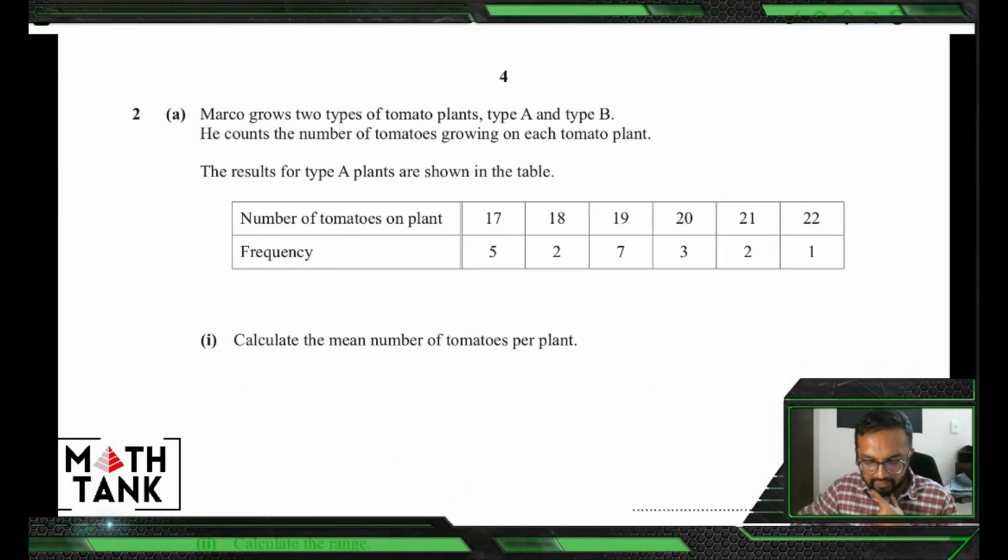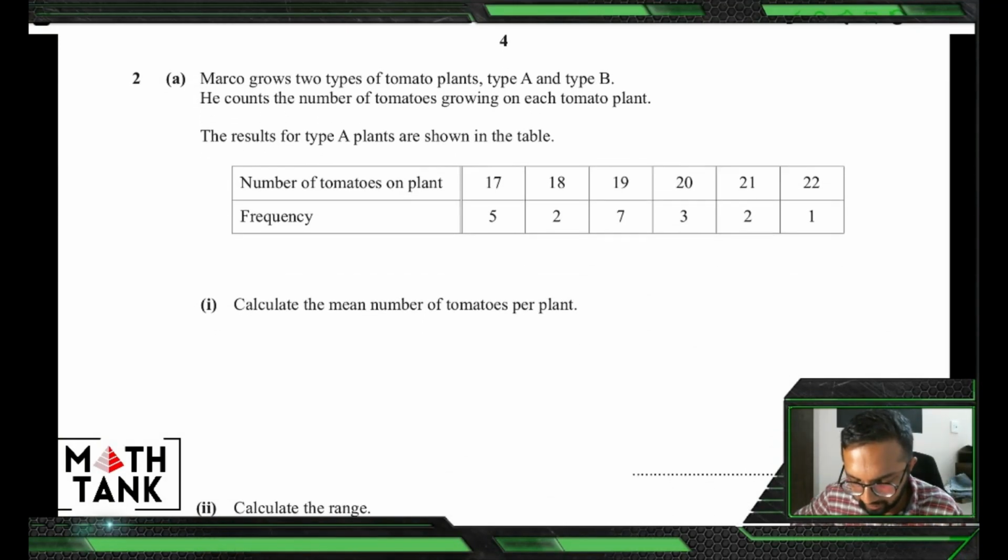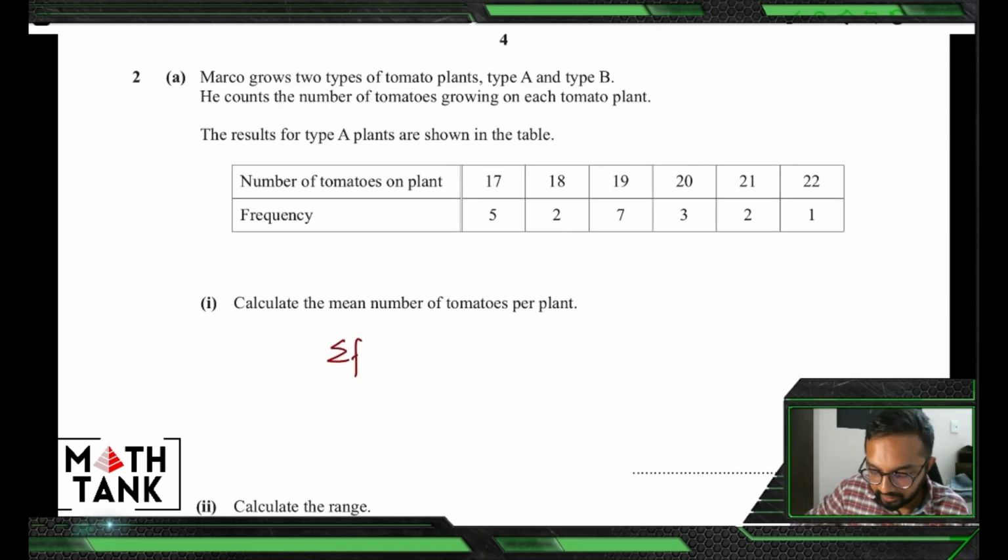Okay, let's look at this. It says Marco grows two types of tomato plants, type A and type B. He counts the number of tomatoes growing on each tomato plant. The result for type A plants is shown in the table. Calculate the mean. So the mean, you already know, is the sum of fx over the sum of f. Okay, so I'm just going to multiply and write the totals for you. 17 into 5, 18 into 2, 19 into 7, 20 into 3, 21 into 2, and 22 into 1.